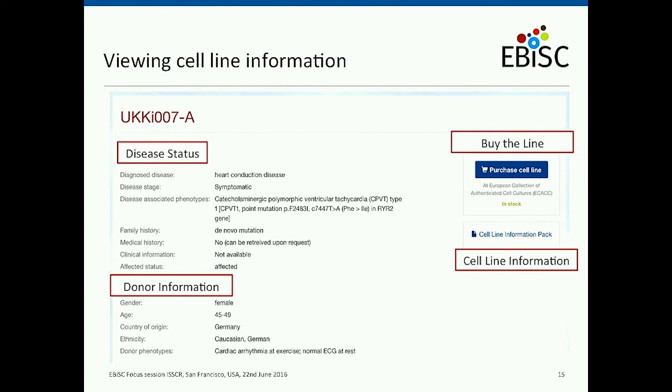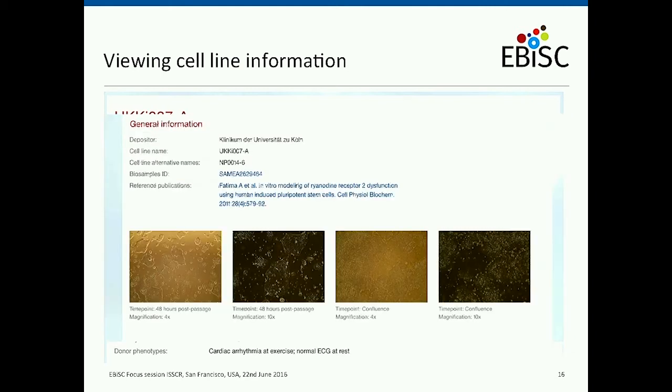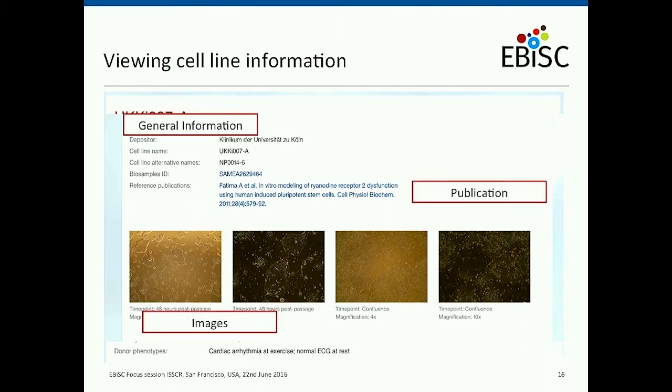I'm going to come back to purchasing lines when I've finished talking about the cell line information page. So as you scroll down the page, you then see we've got some additional information. There is general information about who created the line, and any alternative names there are for the line. So if you know the line by another name, you should be able to still search for that, and you should still be able to find it. It's just we will refer to it by the EBiSC official names. We also, if we have a publication associated with the line, it will be here. And you can also see example images of the cells at particular time points.